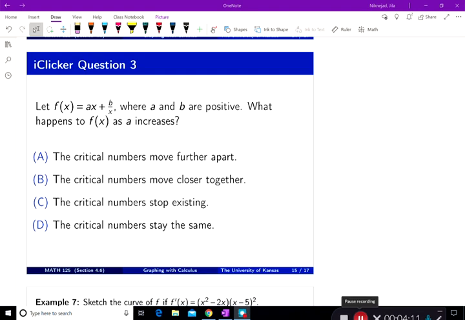Here's iClicker question 3 in section 4.6. It's asking, let f(x) be this function, ax + b/x, where a and b are both positive. What happens to f(x) as a increases? Pause for a minute and then come back.